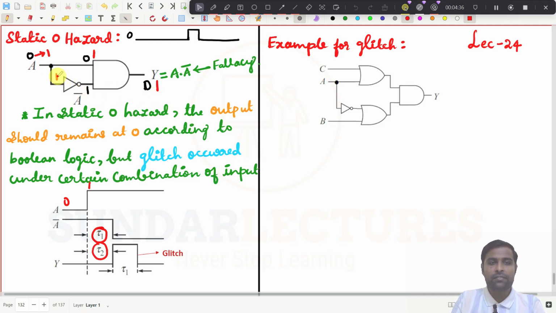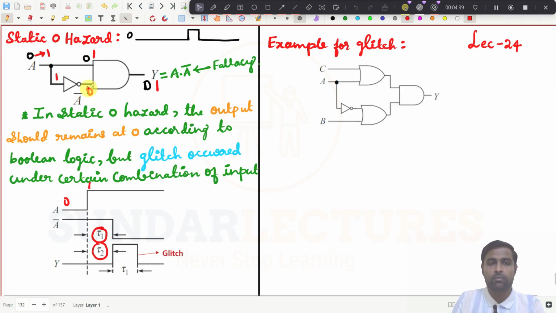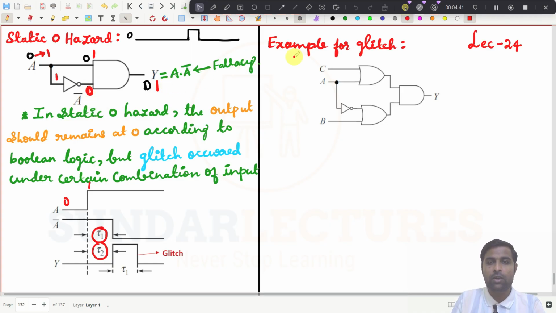And if this 1 goes to 0, then what happens? Oh, maybe I will put it in a different color. This one goes to 0, then this will come to 0. That is what is happening here. So what is this one? This is called a glitch.